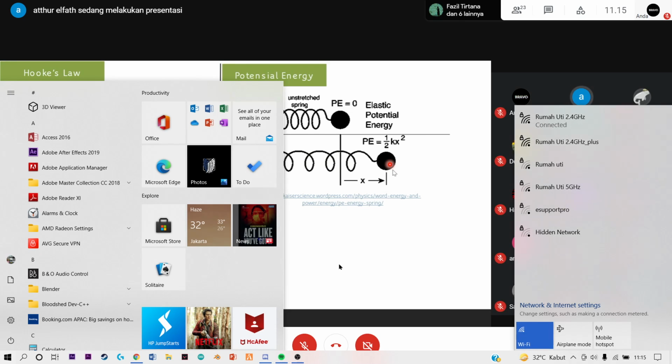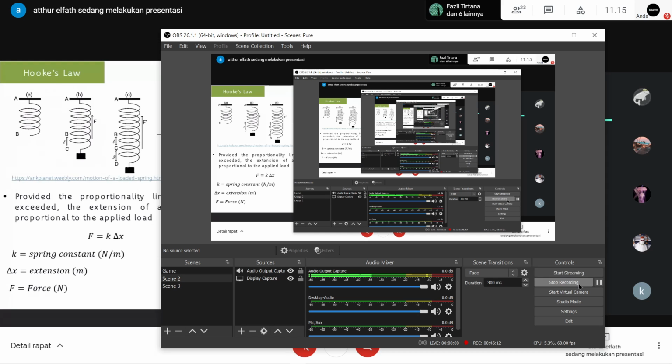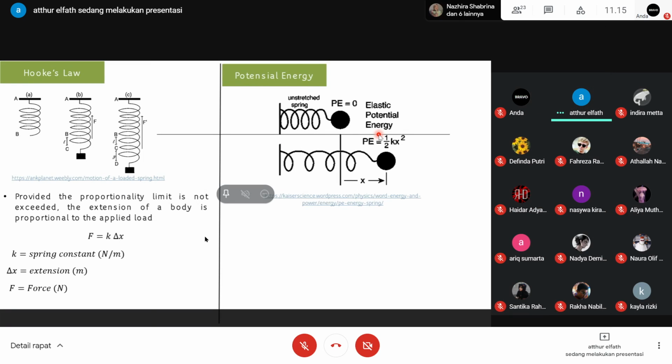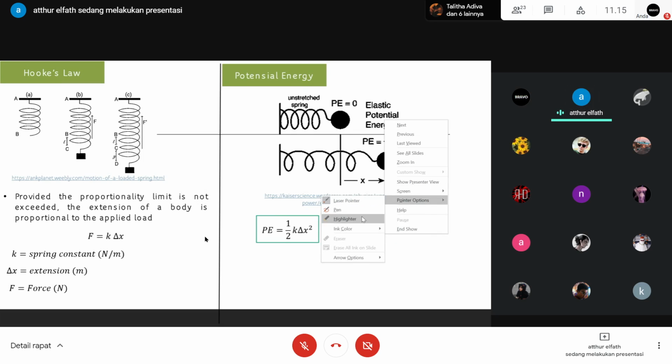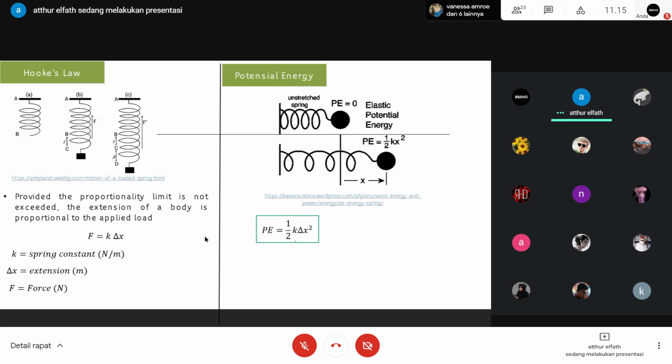basically potential energy has two formulas. Yeah, and I will tell you potential energy on spring. First, this one, and then this one. How do we obtain this formula? Okay, let's check from the first formula. The formula of potential energy of spring is 1/2 constant of spring times delta x square.